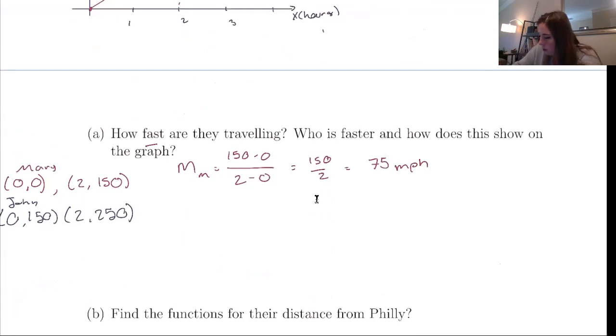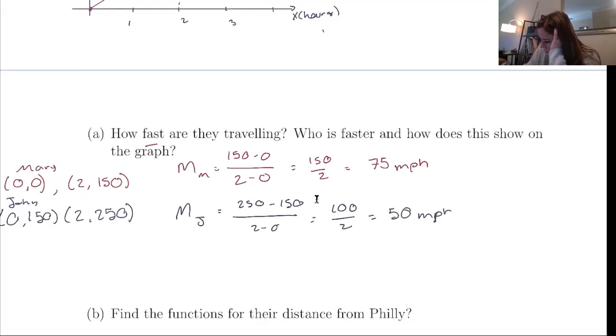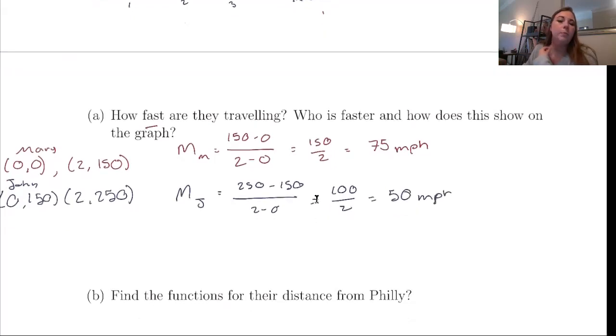So let's find the slope for John. So M sub J, we're going to do 250 minus 150 because he already started farther away, and 2 minus 0. So 100 divided by 2, which is just going to be 50 miles per hour. John likes to drive like a little man, drive slow. Right, so who's faster? Right, Mary is, right? Because she has the greater, more positive slope.